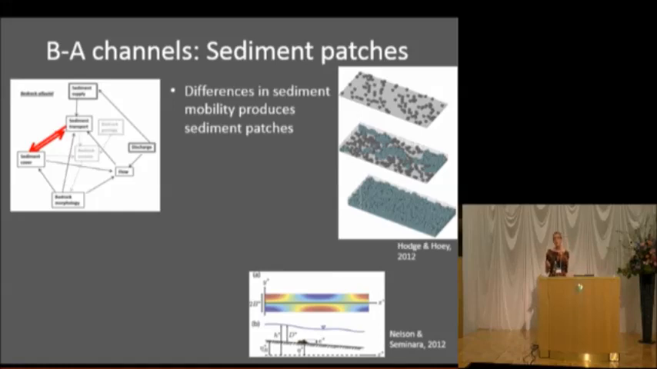The fact that we've got this very big difference in sediment entrainment between the bedrock areas of the bed and the alluvial areas of the bed means that sediment tends to accumulate into sediment patches. So this is some of my work here. If we start with a small number of grains scattered on a bedrock surface, we've got a small number of grains that are very mobile, and those grey grains have a very high probability of movement.